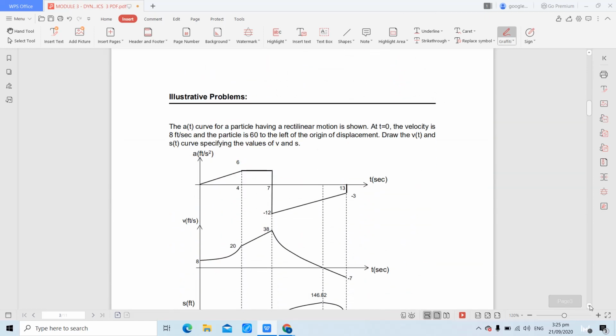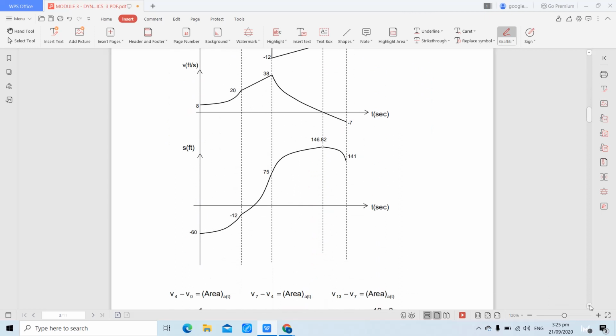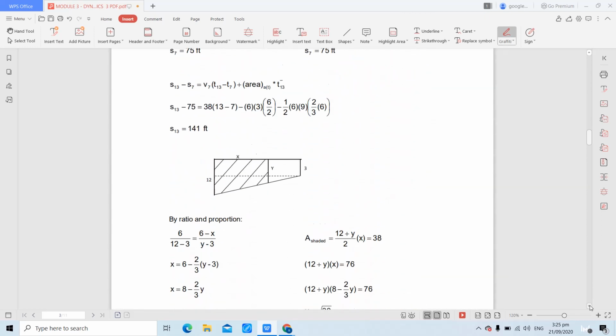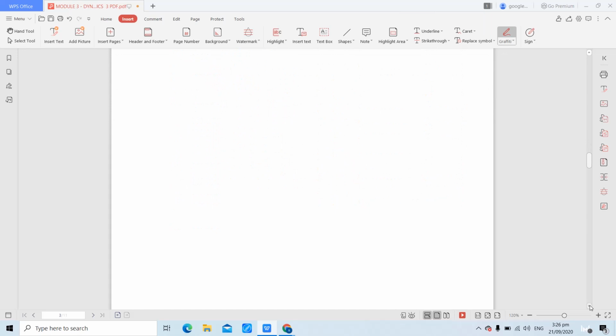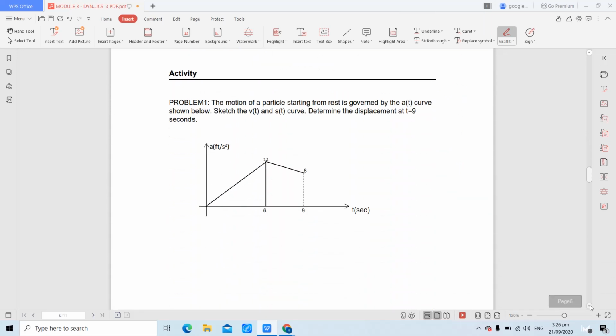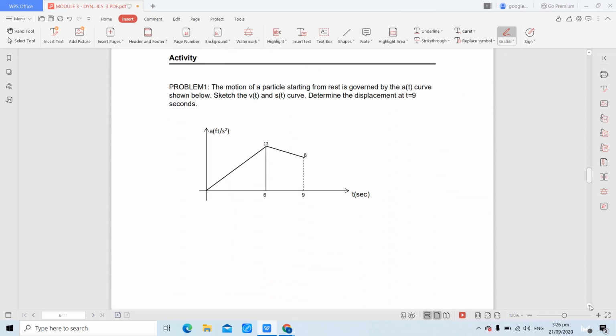For this illustrative problem, aralin nyo na lang po yan. So, yung illustrative problem na yun, kapag naintindihan nyo yung process doon, most likely, alam nyo na yung process ng motion curves. Dahil nandun na lahat yung elements kung paano isolve yung motion curve problem natin. Okay, so let's proceed to this activity.